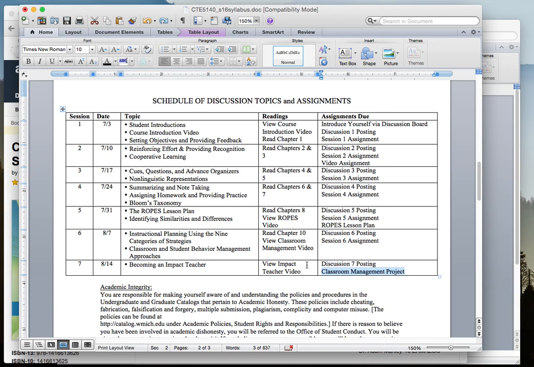Also, something to point out while we're down here is that you do have a discussion 7 posting, but you don't have a session 7 assignment because there is no reading for that particular week. You will notice this one other distinction here. There will be instructional videos in different sessions.